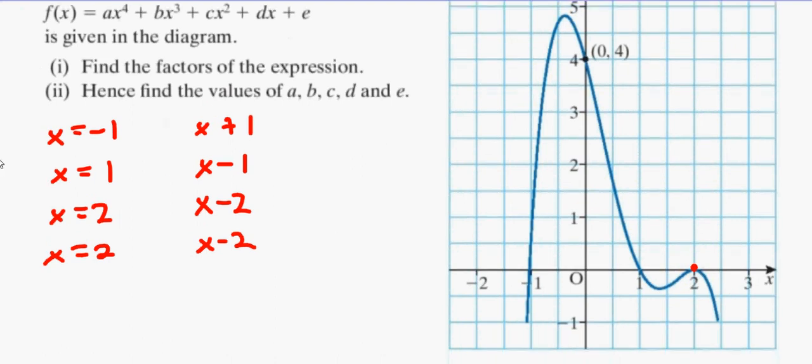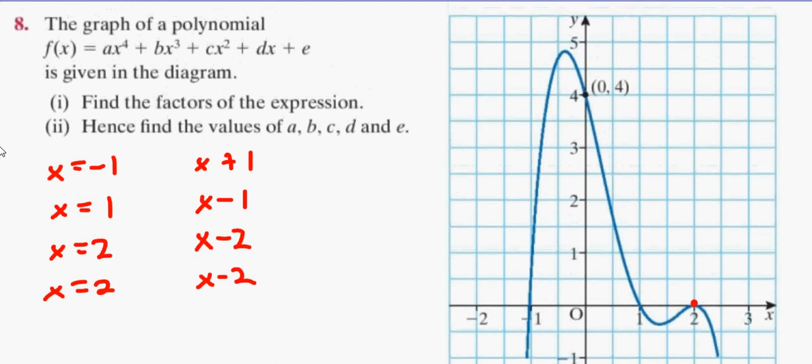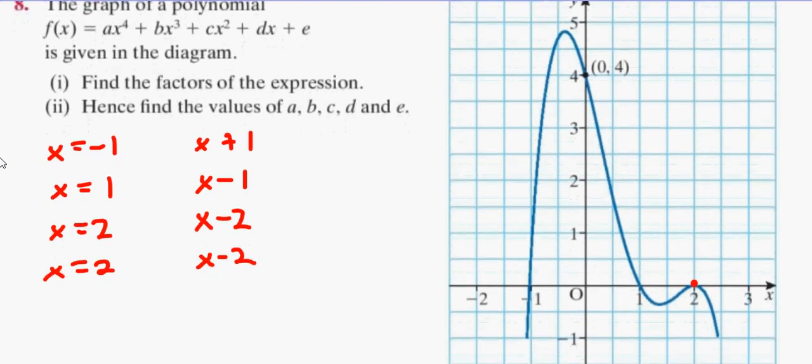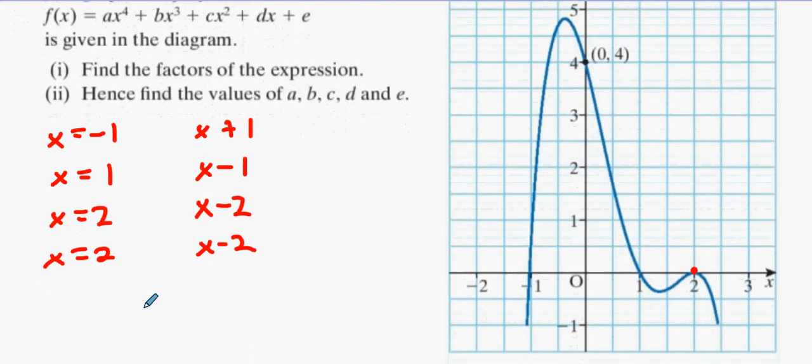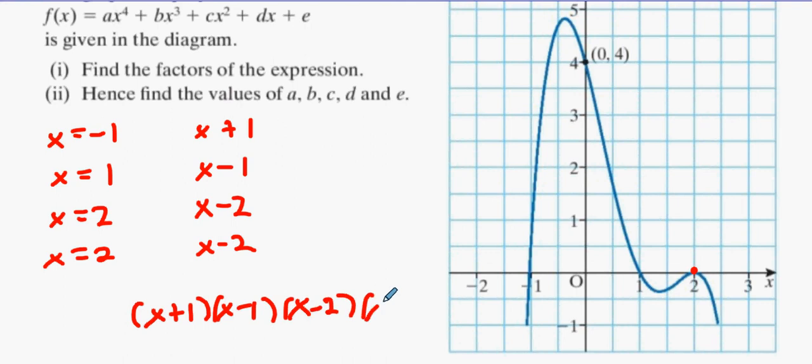So, we found all the factors. Now we're going to have to find A, B, C, D, and E. Well, that's not going to be too bad. So here's what we're going to do. We're going to do x plus 1, x minus 1, x minus 2 and x minus 2. Please don't forget your A value. You might need it.